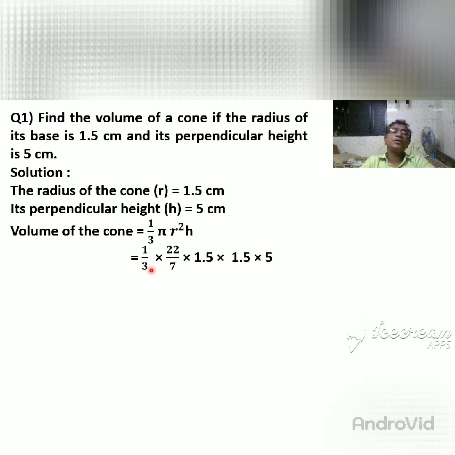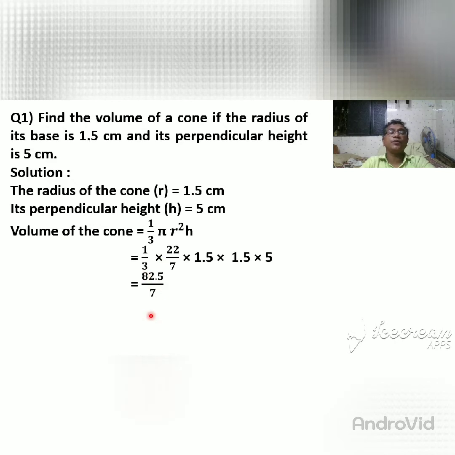Okay. Then 3 is divided into 1.5. You get 0.5. Then another division is not possible. So here we are getting 3 1s are 3, 3 5s are 15, 0.5. So 22 into 0.5 you get 11 into 1.5 into 5. Then you get the product 82.5. Then denominator 7 remains. So 7 is divided into 82.